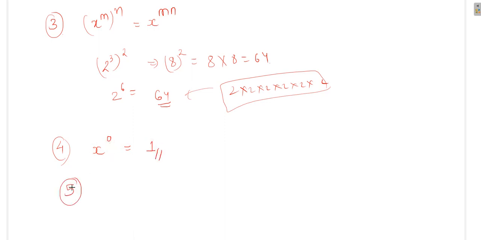Moving on to the fifth property, say x power minus 1. If any power is negative, I need to take the reciprocal of the value. That means, suppose x power minus 1 is there, it is nothing but 1 upon x power 1. So it is 1 upon x.